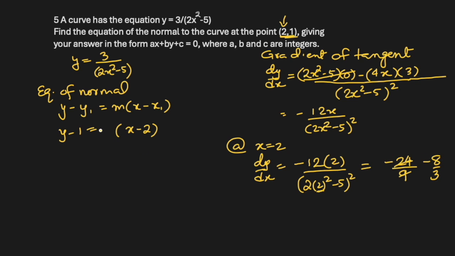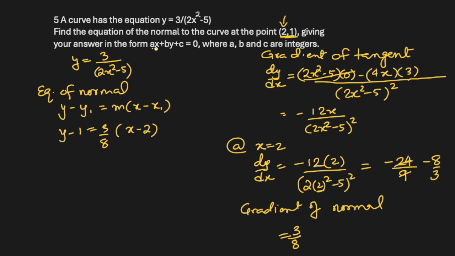So now our gradient of tangent is minus 8 over 3. So gradient of normal is negative reciprocal of gradient of tangent. So it will be 3 over 8. Negative reciprocal of minus 8 over 3 will be 3 over 8 positive. That's what we'll write here.